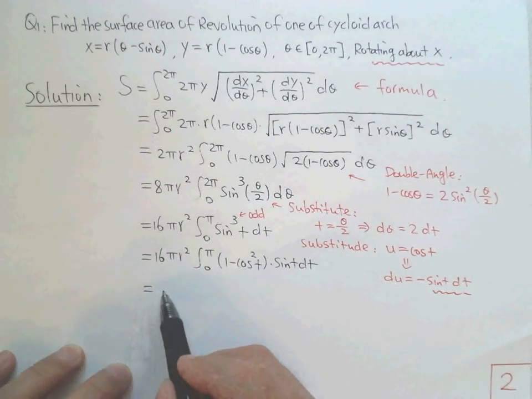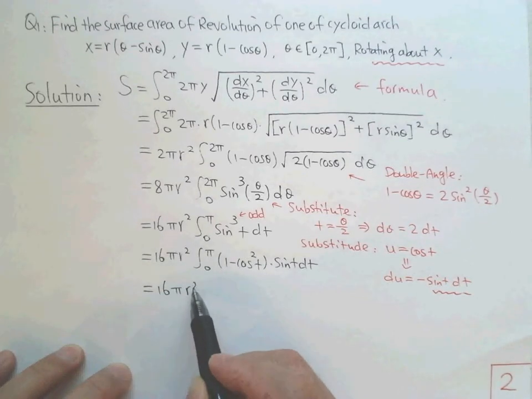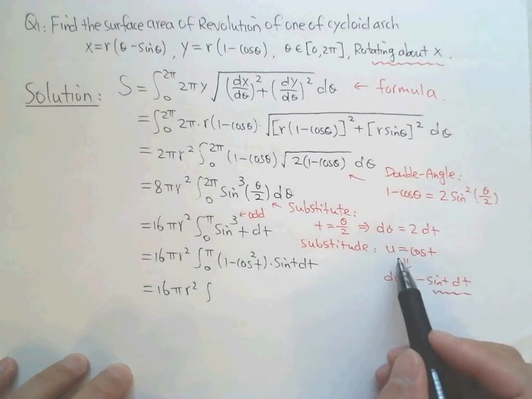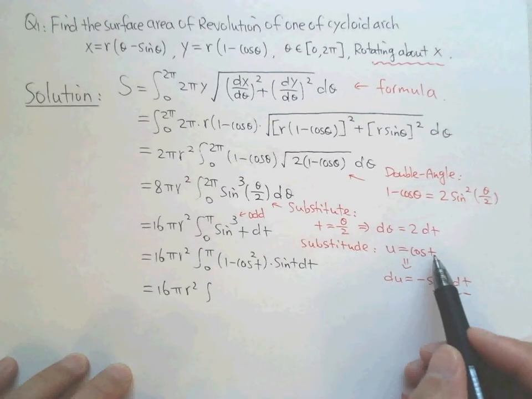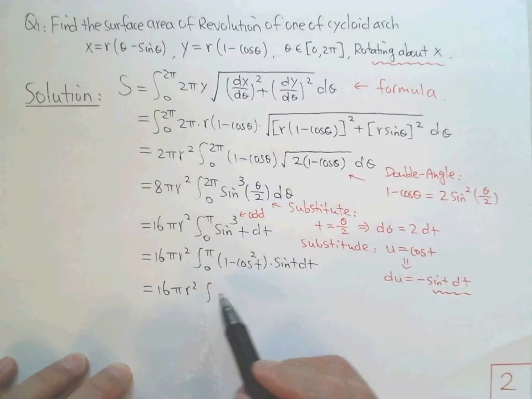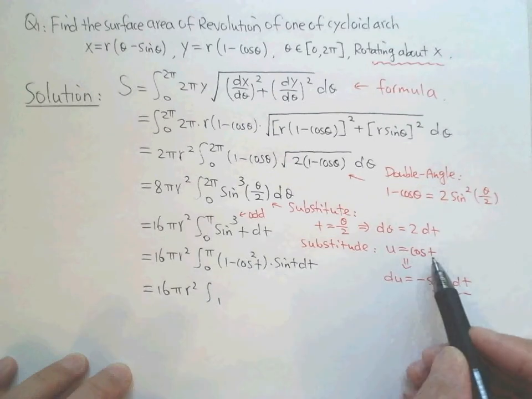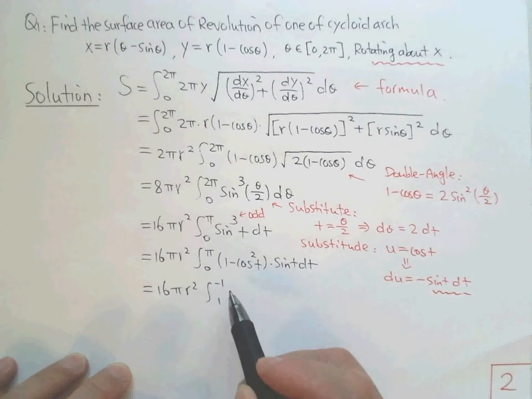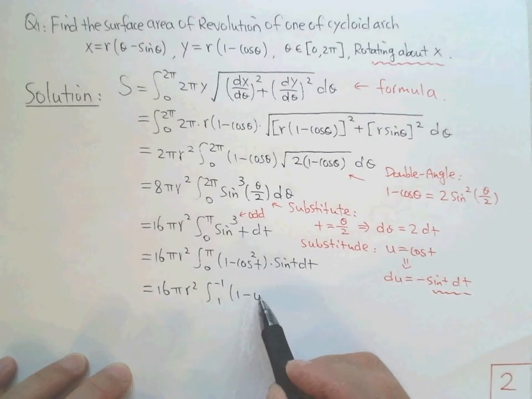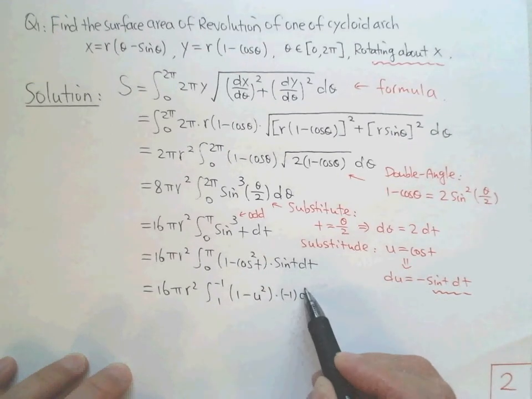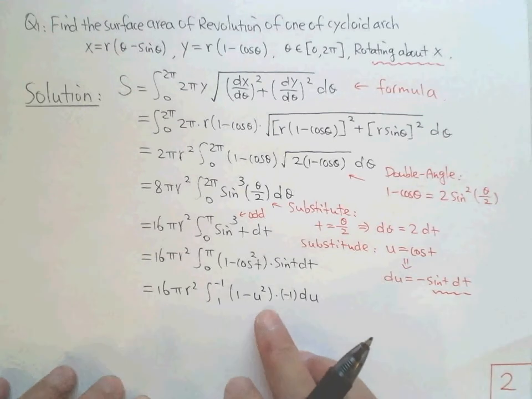Now we can plug everything in. It's 16 pi r squared. Be careful about the integration limits. When t equals 0, u equals cosine 0, which is 1. Here's 1. When t equals pi, the upper limit is negative 1. So here's negative 1. Don't forget the limits. And then it's 1 minus u squared, of course, and this term from here is negative, right? So times negative 1 du.